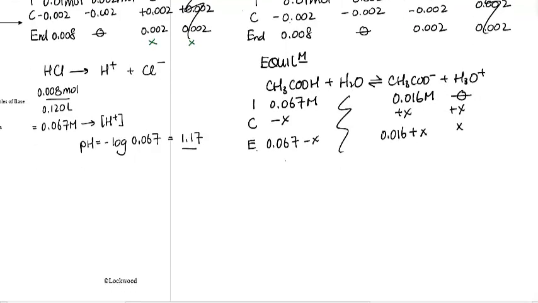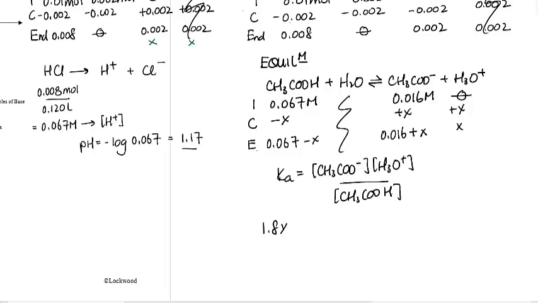Now we calculate the equilibrium using the equilibrium expression, which is going to be CH3COO minus times the hydronium ion concentration all over CH3COOH. And now we put in our values. 1.8 times 10 to the minus 5 is equal to 0.016 plus x times x all over 0.067 minus x.